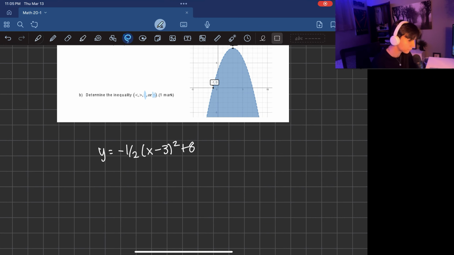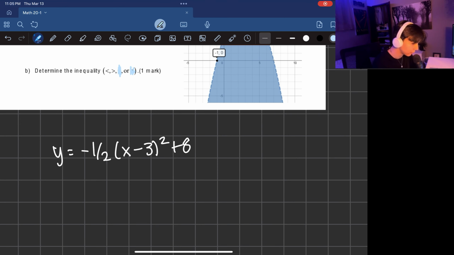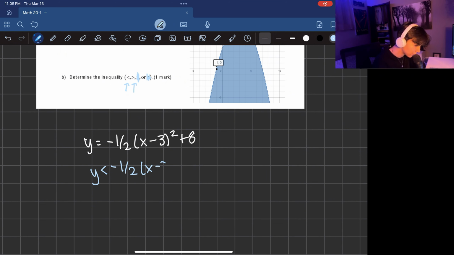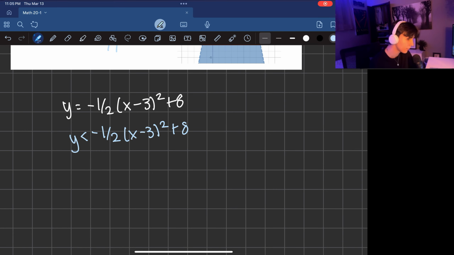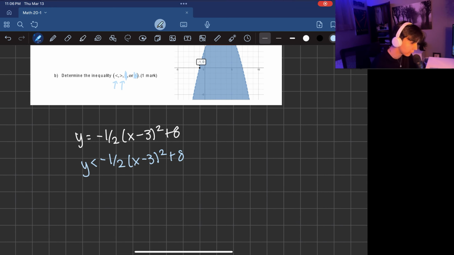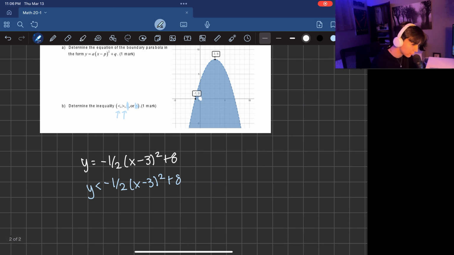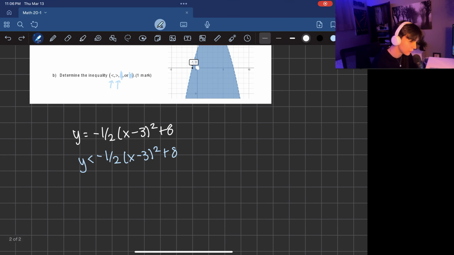So again, we're going to test either this point or this point. Whichever one you want to try doesn't matter. In this case, I'm going to use y is less than in place of equals, to test which one is true. So we have y less than x minus 3 squared plus 8. Now we're going to try a test point. Looking at this graph, if we test the point 0, 0, we want it to be true because this region is shaded.